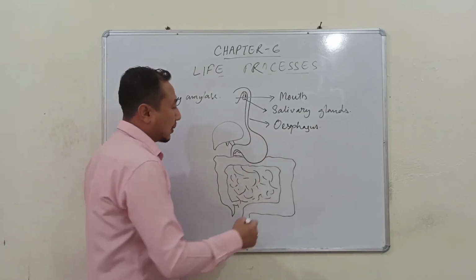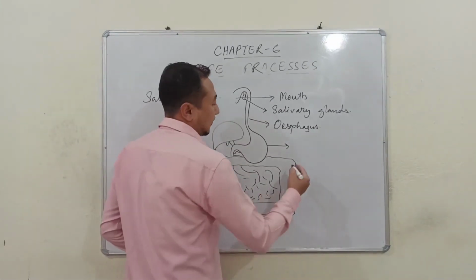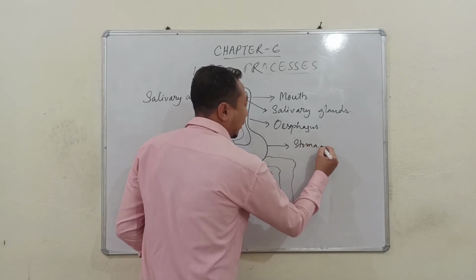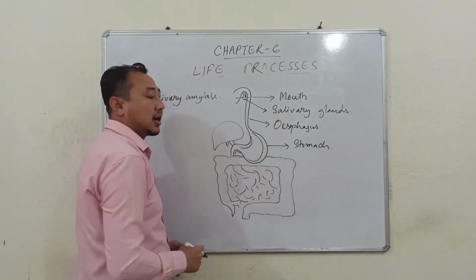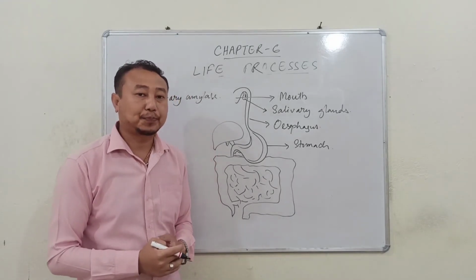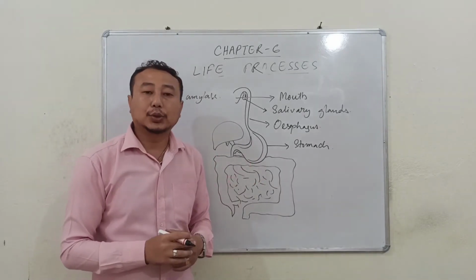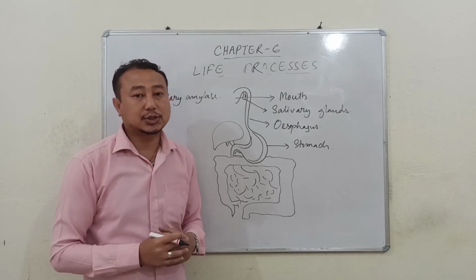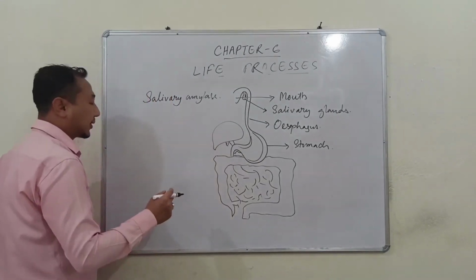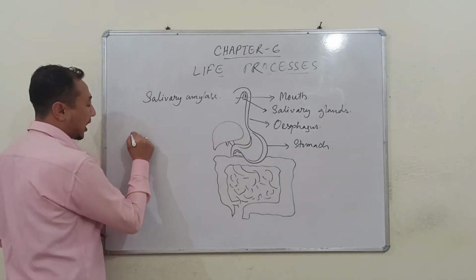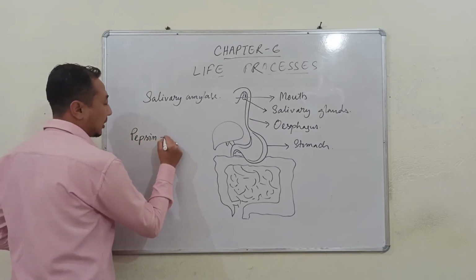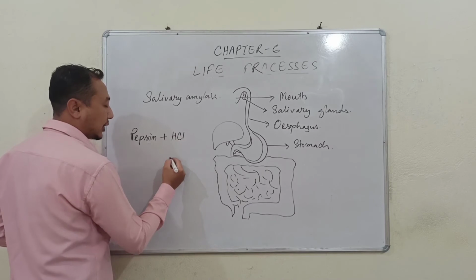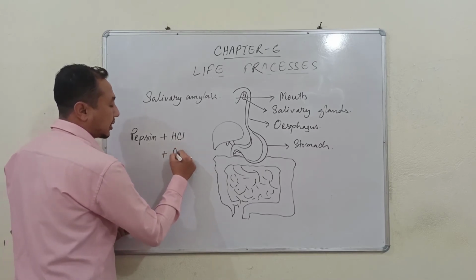After reaching the stomach, the food will be digested again. The internal wall of the stomach contains a gland known as the gastric gland. This gastric gland produces a juice which is known as gastric juice. The gastric juice contains three substances. They are an enzyme known as pepsin which digests the protein, the next one is hydrochloric acid, and the third one is mucus.